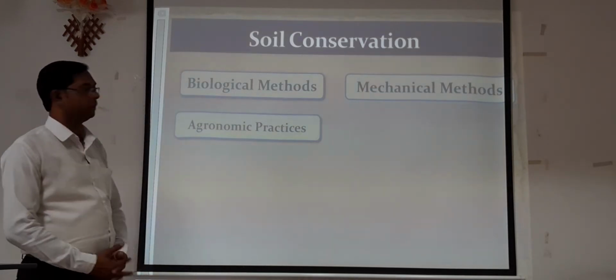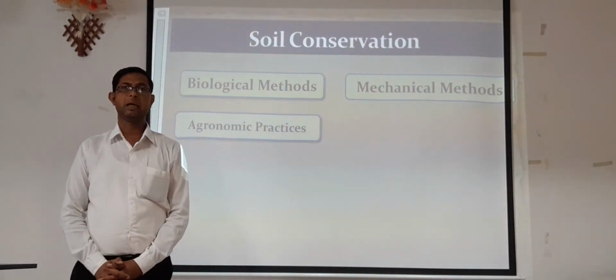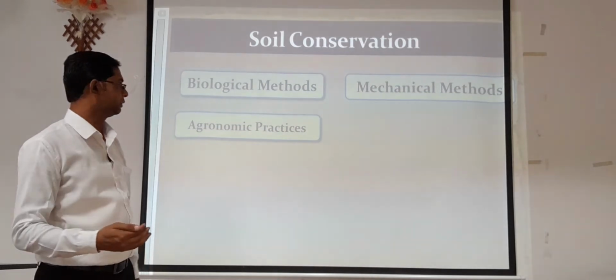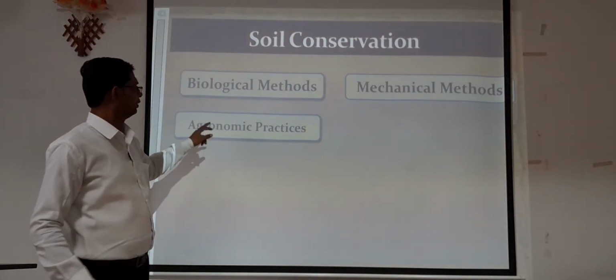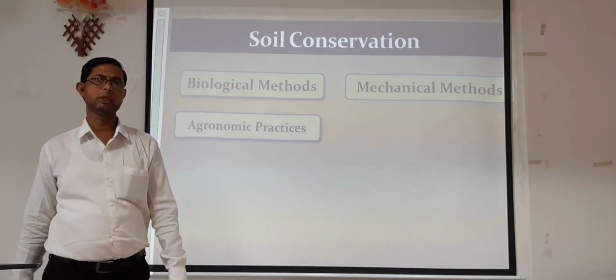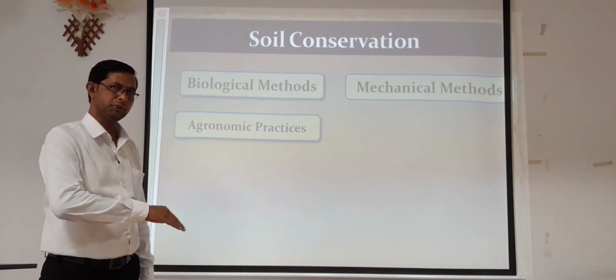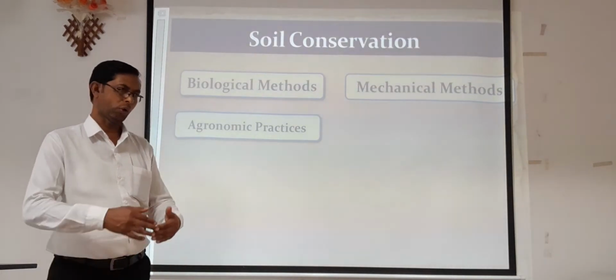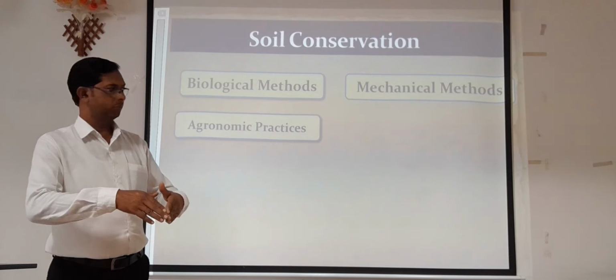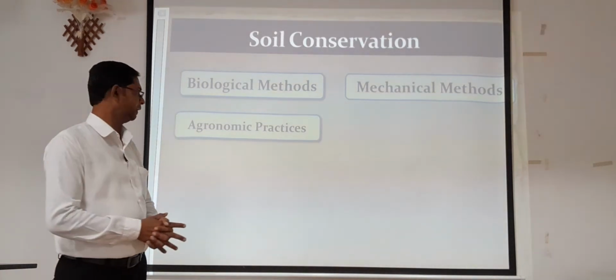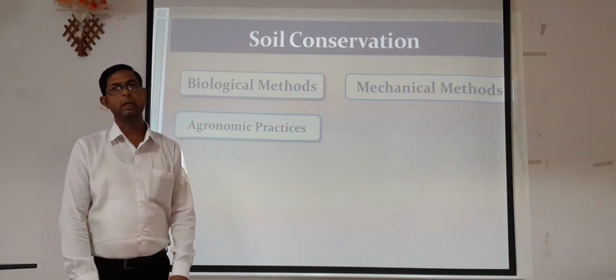The agronomic practices, meaning in agriculture we can do such practices that stop the erosion of that particular region. Say for example, preparation of bunds. Preparation of bunds is the simplest practice we can do in agronomy.